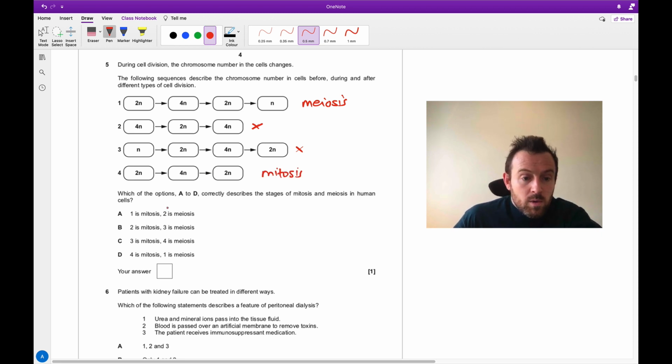Okay, so that's what we work with. 1 is mitosis, 2 is no. So we're basically looking for a 1 and a 4. 4 is mitosis, 1 is meiosis. Yeah, that's correct, D.